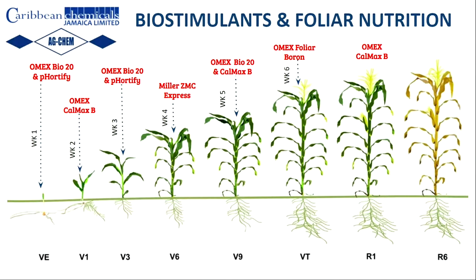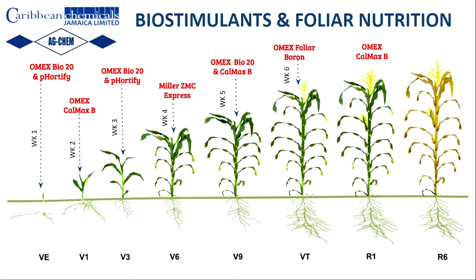Week two, you come with your Calmax B, which will encourage even greater root development. With that calcium needed at the root tip, the Calmax B will supply that to the plant very quickly and encourage that quick anchorage of the plant, which you come again week three with your Omix Bio20 Fortify, greater foliage, greater root development, greater stem girth, protecting against any fungal problems, right?